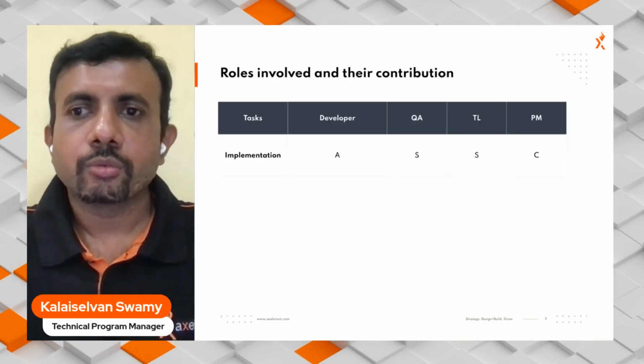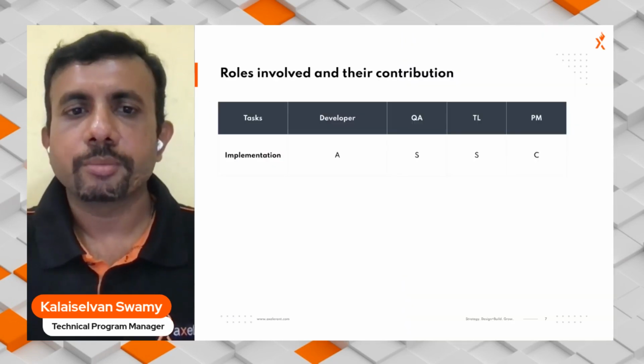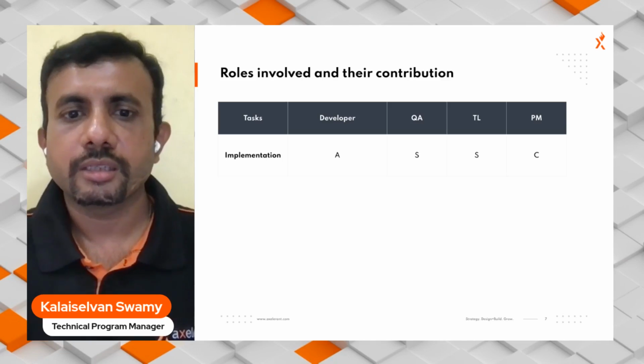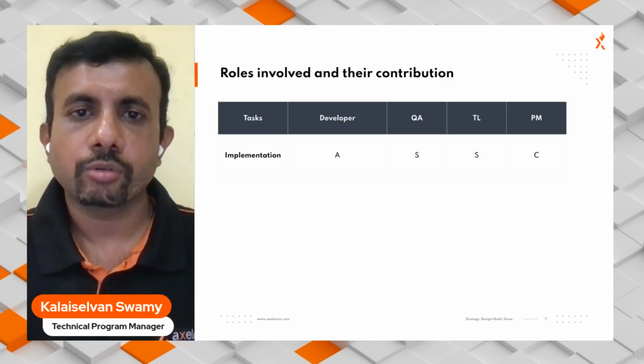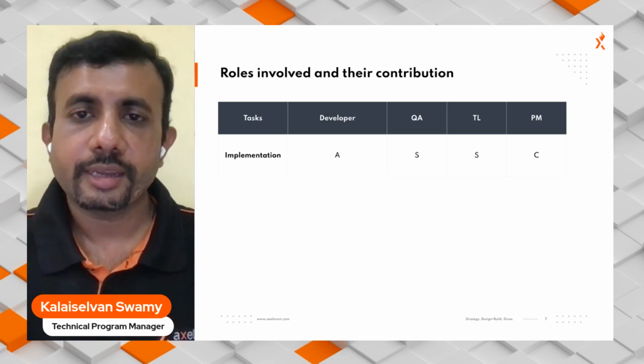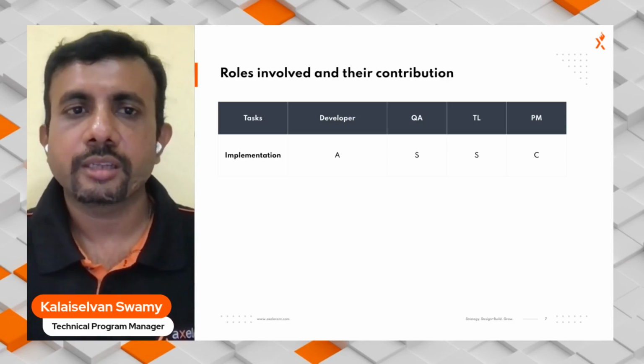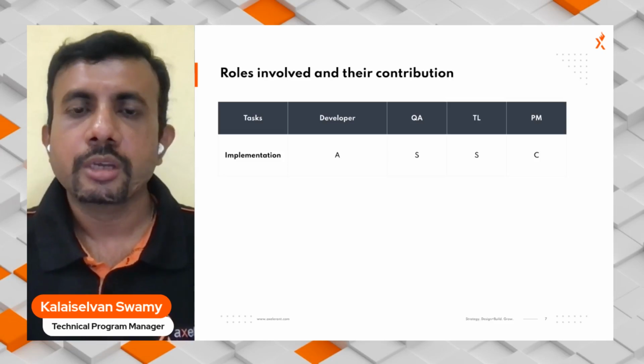So, who are the roles involved and their contribution? The roles involved here are majorly the developer being accountable for the implementation, of course, along with support from the QA and the tech lead. The QA will test the negative scenarios, of course, and the developer will take care of the positive scenarios.